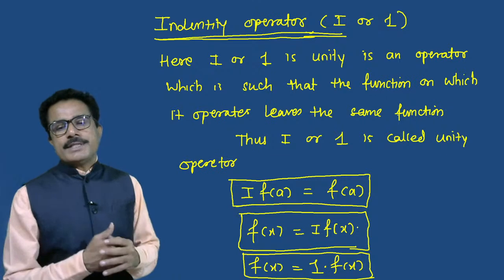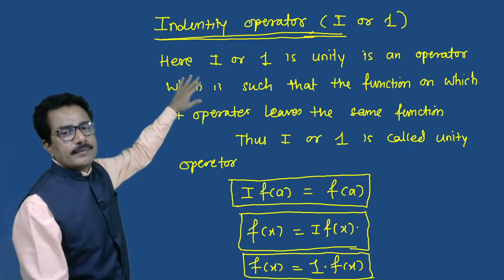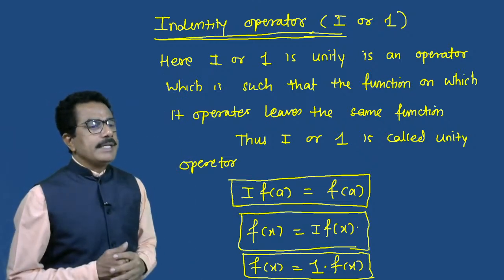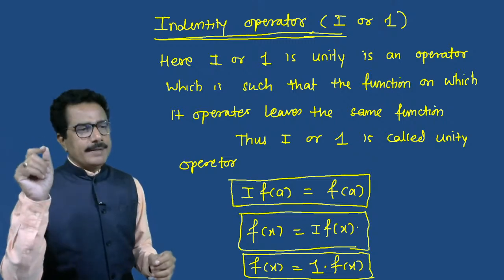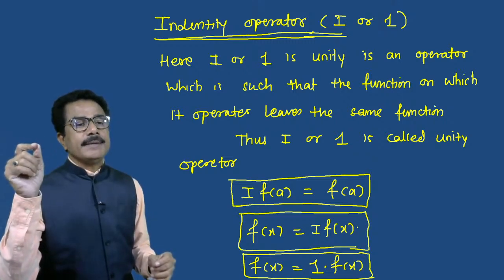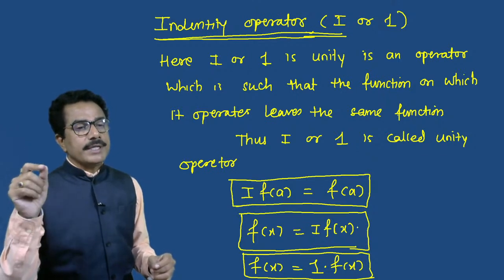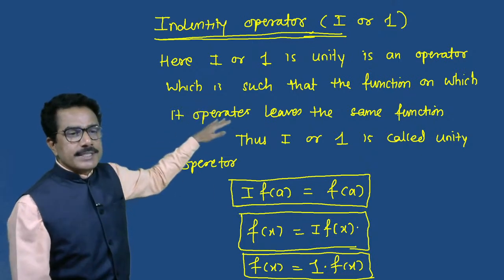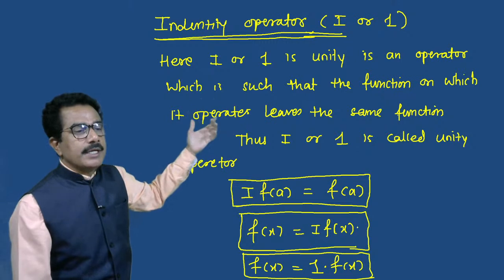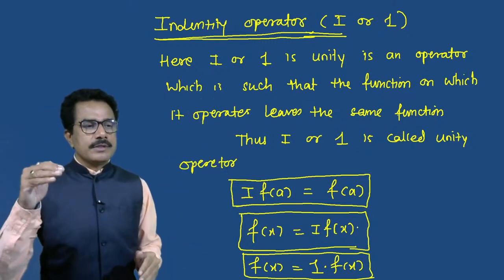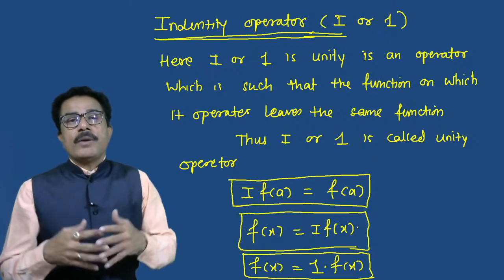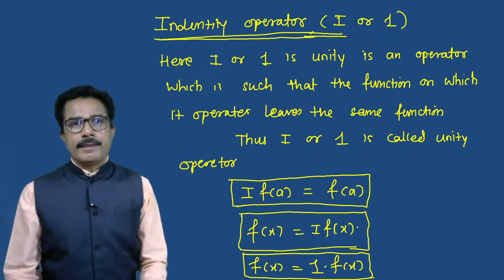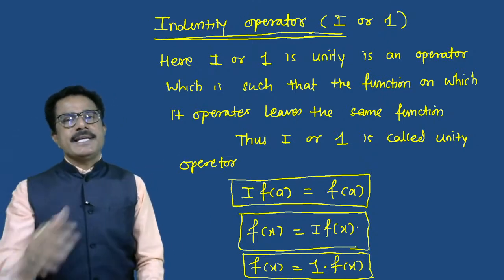Now next we shall consider the identity operator. What is meant by the identity operator we shall discuss here. The identity operator, I or 1, is a unity operator which is such that the function on which it operates leaves the same function. Identity operator means if we operate that identity operator on any function, then it leaves that function as it is.